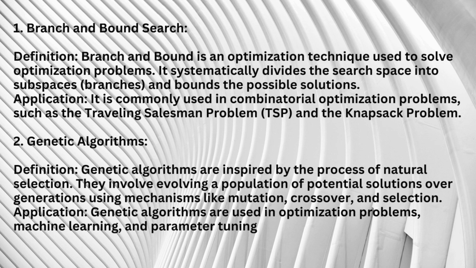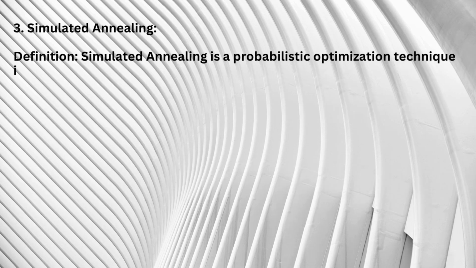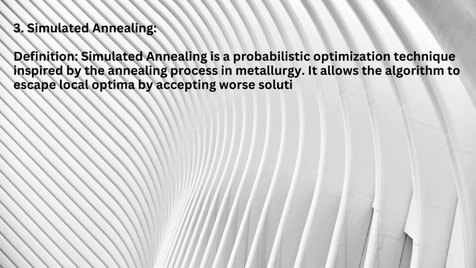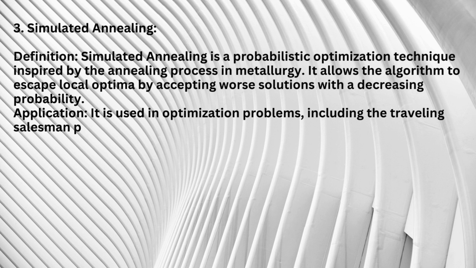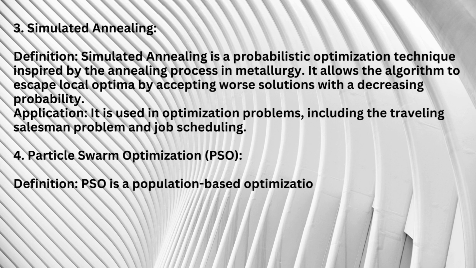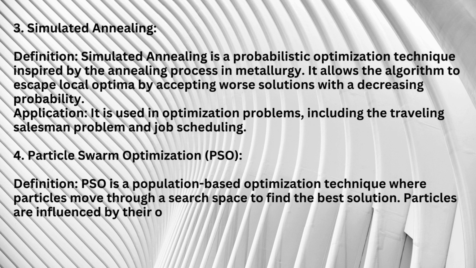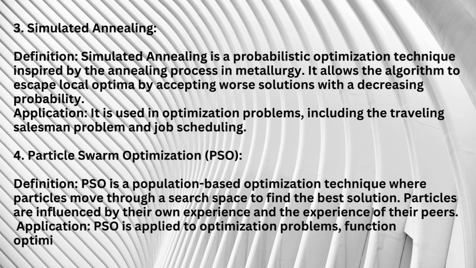Next is simulated annealing. Simulated annealing is a probabilistic optimization technique inspired by the annealing process in metallurgy. It also allows the algorithm to escape local optima by accepting worse solutions with a decreasing probability. Application: it is used in optimization problems including the traveling salesman problem and job scheduling.